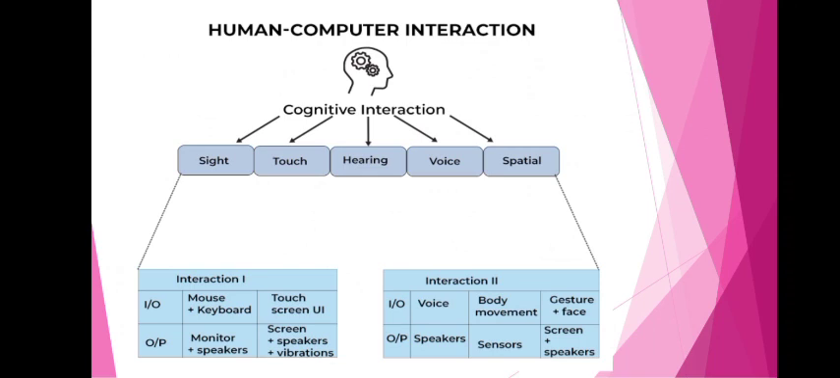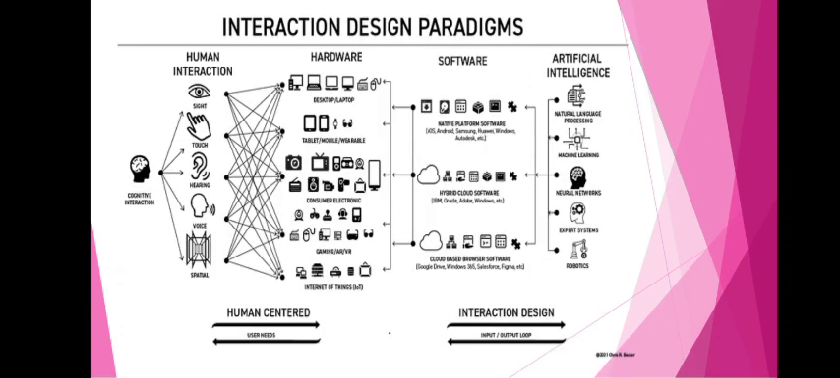And this human-computer interaction happens through two interaction channels. One is input devices and another one is output devices, in terms of computers. This is the overall structure of interaction design paradigms, and this involves human interaction, the hardware that is involved in a computer, and then the software, and finally the artificial intelligence that communicates with the outside world.